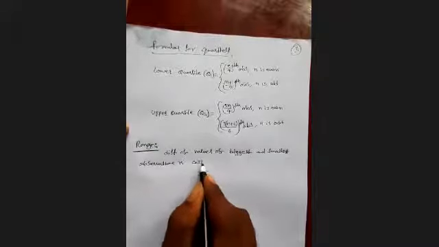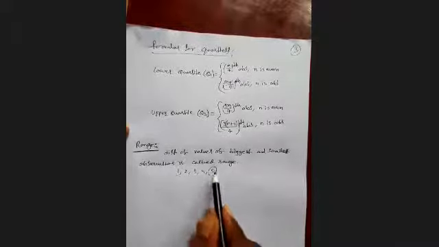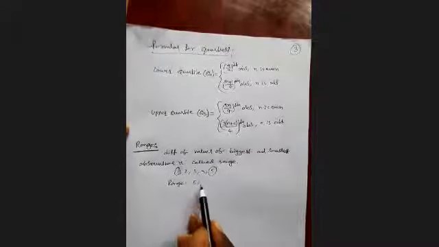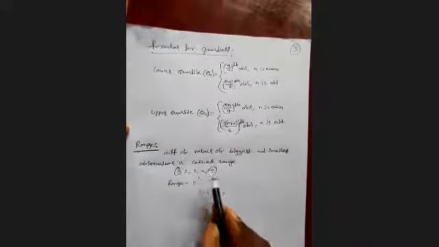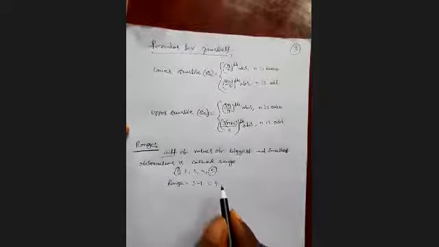Means if given observations 1, 2, 3, 4, 5, the biggest observation is 5 and the smallest observation is 1, then the range is 5 minus 1, biggest minus smallest. Difference means subtraction. Difference of what? Biggest and smallest. Biggest 5, smallest 1. 5 minus 1 is 4. So 4 is the range.